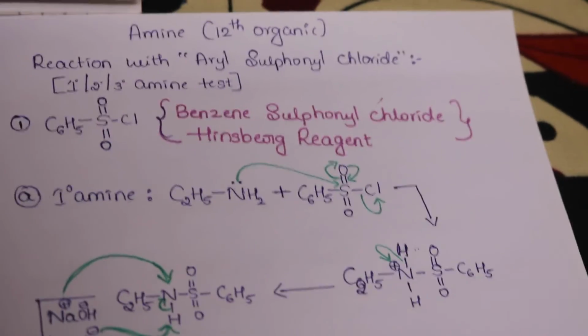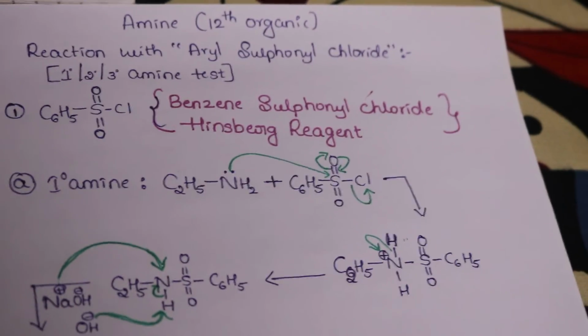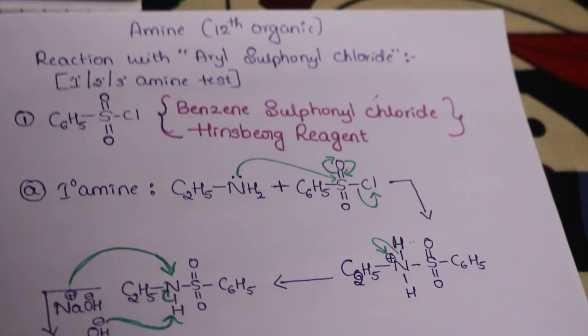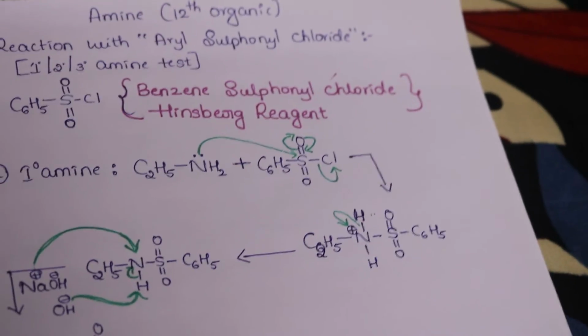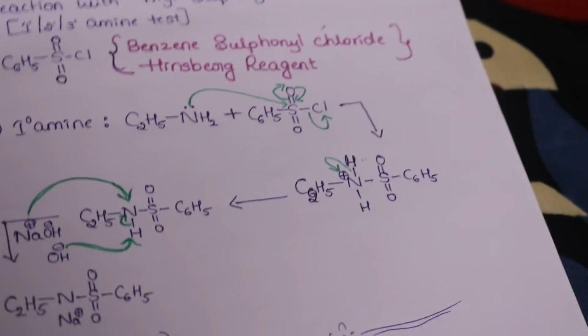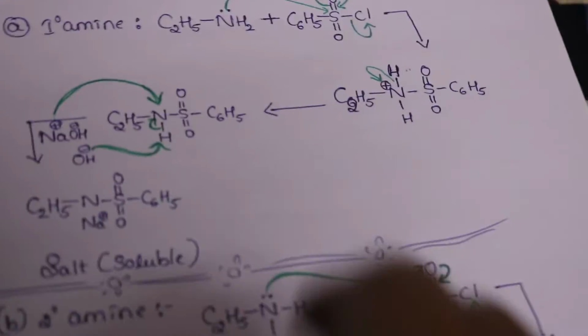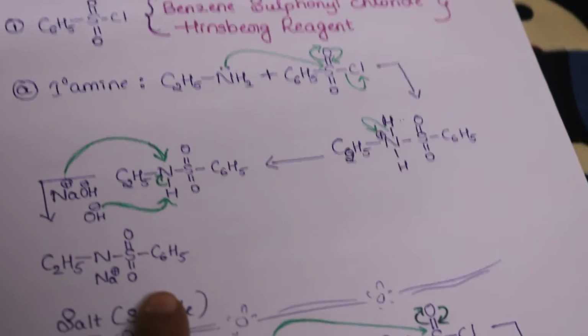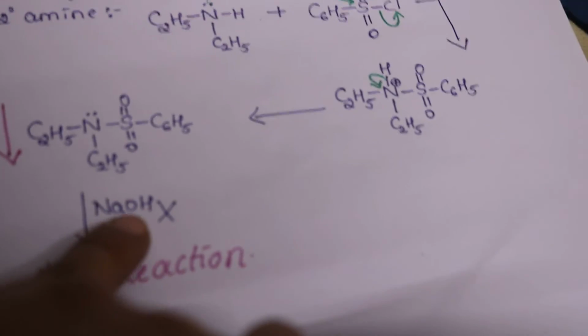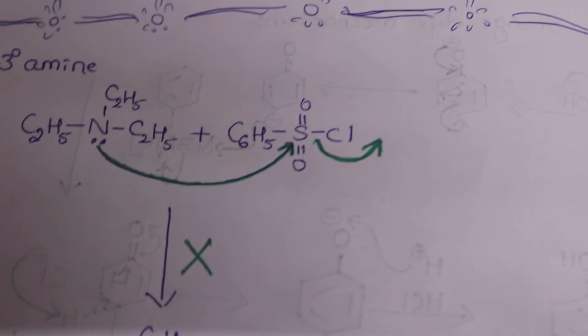They will ask like this: write the test for Hinsberg primary amine, or give the Hinsberg test for secondary amine. For primary amine, we will get a salt, a soluble salt. For the secondary amine, with NaOH, the reaction will not take place, and for the tertiary amine, the reaction will not take place at all. Okay, this is about the Hinsberg test.